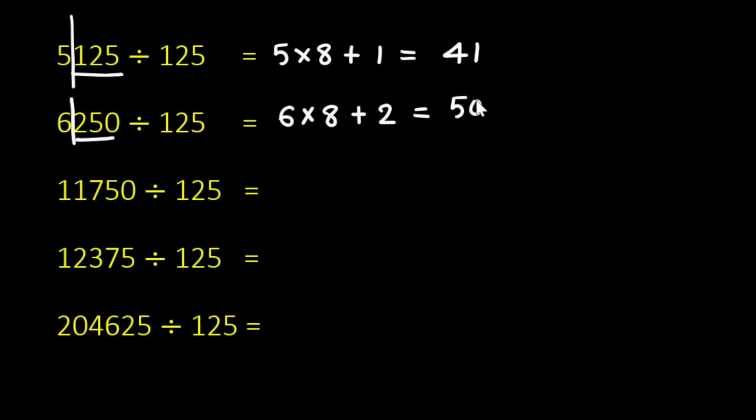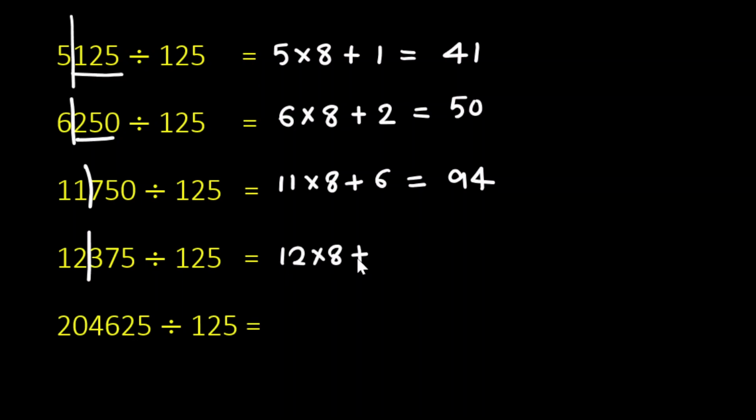11750. Separate the thousands, so it will be 11 into 8 plus, in 750 we have 6 125s, so that is 6. 88 plus 6 will be 94. Next, separate thousands here, 12, that is 12 into 8. In 375, how many 125s are there? There are 3. So 12 8s are 96 plus 3 is 99, the answer.